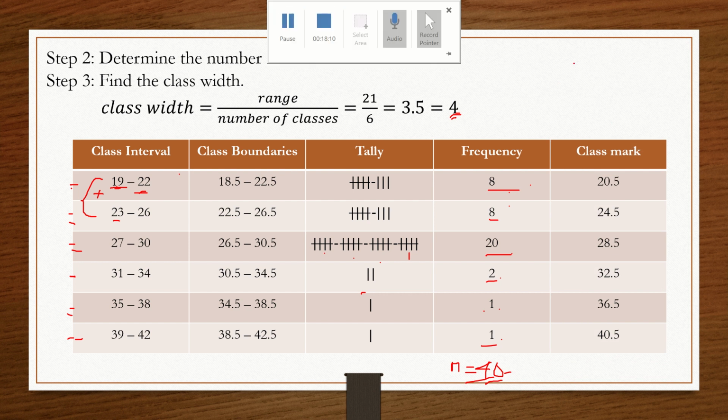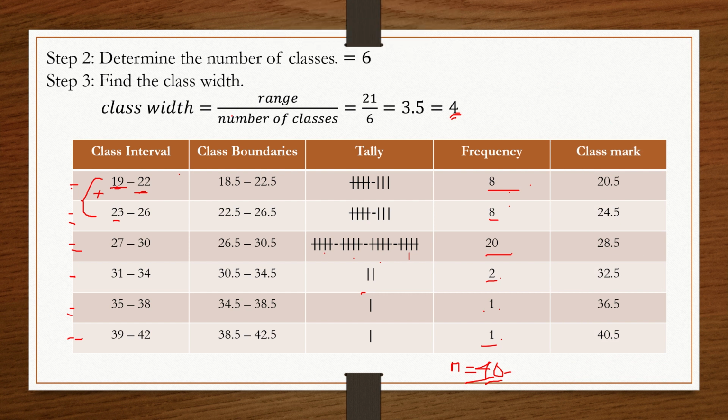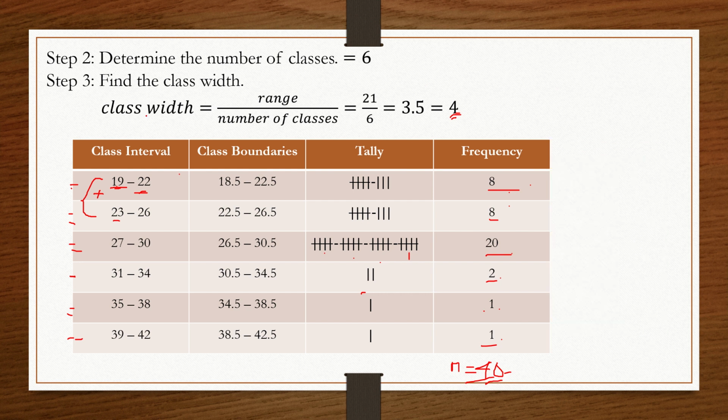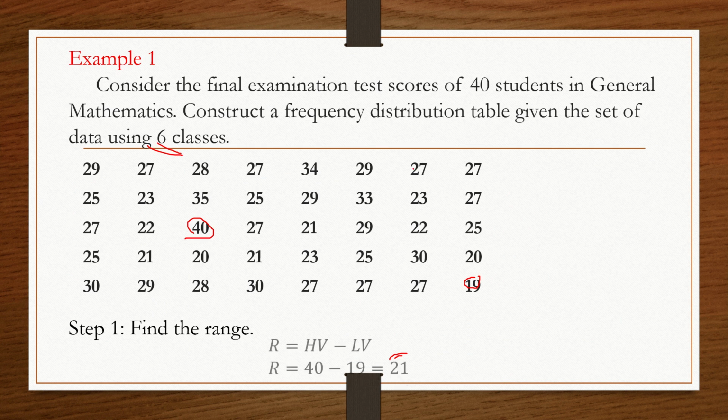So, ayan po. Okay? Ito na po yung frequency distribution table natin sa data na to. Or sa raw scores na to. Okay? So, ganyan lang po yung paggawa ng frequency distribution table. That's all.